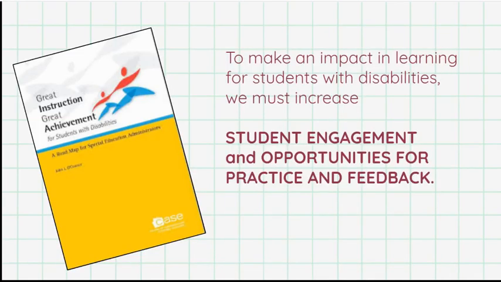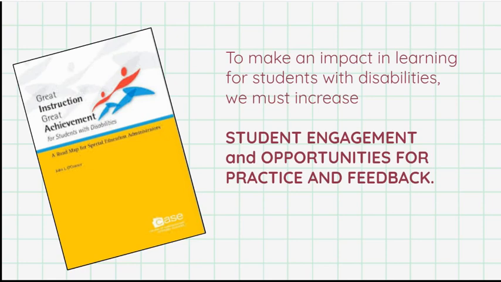When we think of great instruction and great achievement, John O'Connor talks about how in a classroom to make impact in learning, we need to increase engagement, especially with students with disabilities. We need to increase the opportunities for practice and opportunities to receive feedback. Well, what better place to do that than when we increase the number of educators in the classroom. And so we reduce the teacher student ratio. This is wonderful. Yes, we all should be in this co-teaching environment.